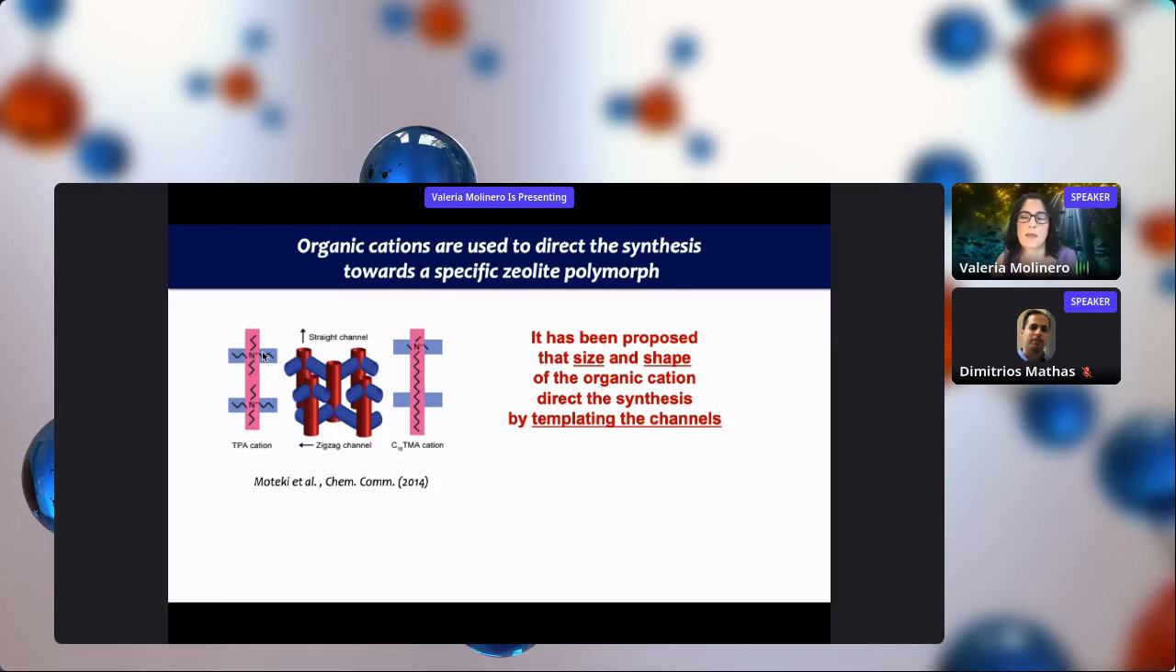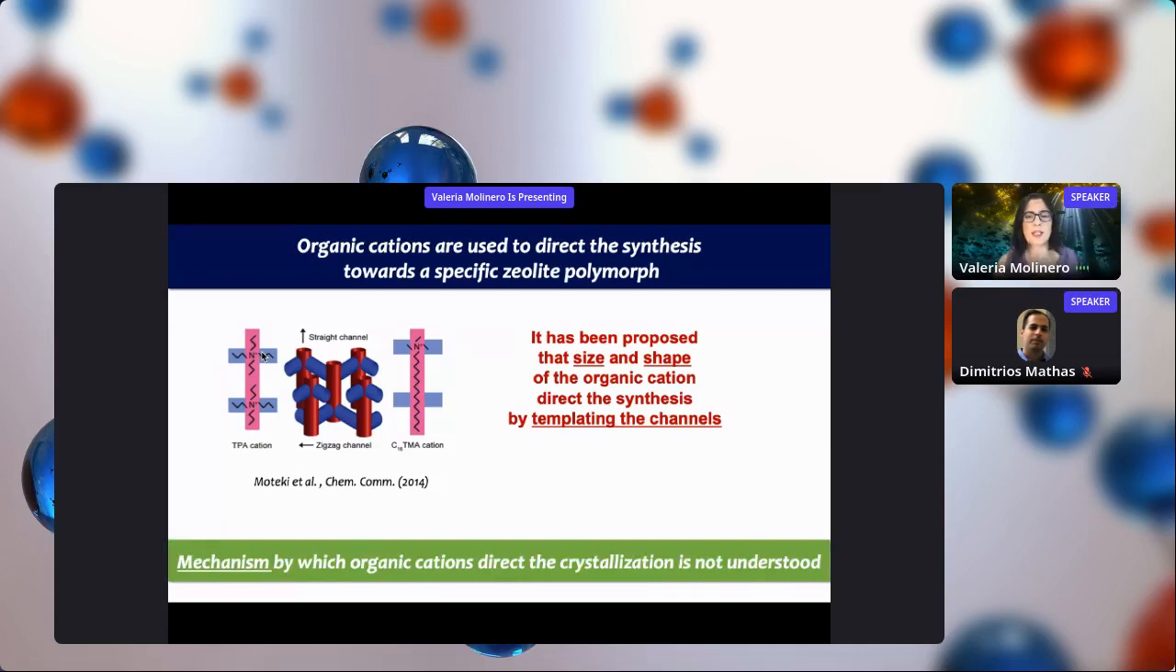So the prevailing idea is that the size and the shape of these cations that enter into the channels is what really templates the formation of the zeolites. But the question is, how do the channels form? At which stage do we have channels, and how does crystallinity emerge in these materials? At this point, the actual molecular mechanisms by which organic cations direct the crystallization of zeolites are not known.